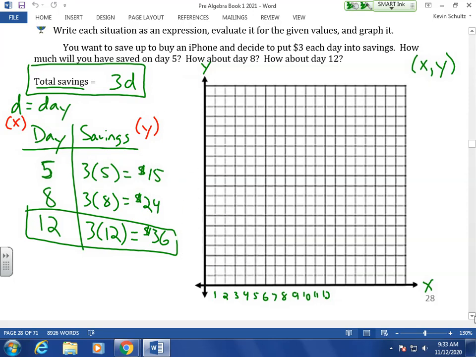However, counting by 3s is going to make my plotting a lot easier because this is going to be increasing by 3 every time, right? So I think we should count by 3s. I kind of like that idea.